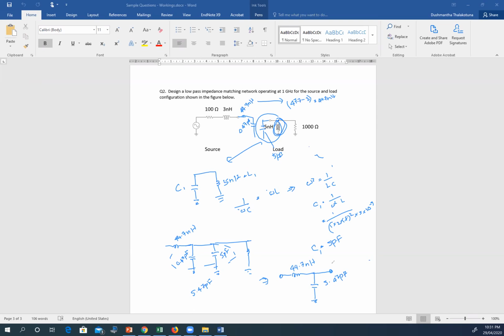So those are the only two questions I wanted to show, because they involve a bit of workings, and you will get similar types of questions that involve workings. And if you do workings, you need to upload that into the exam.